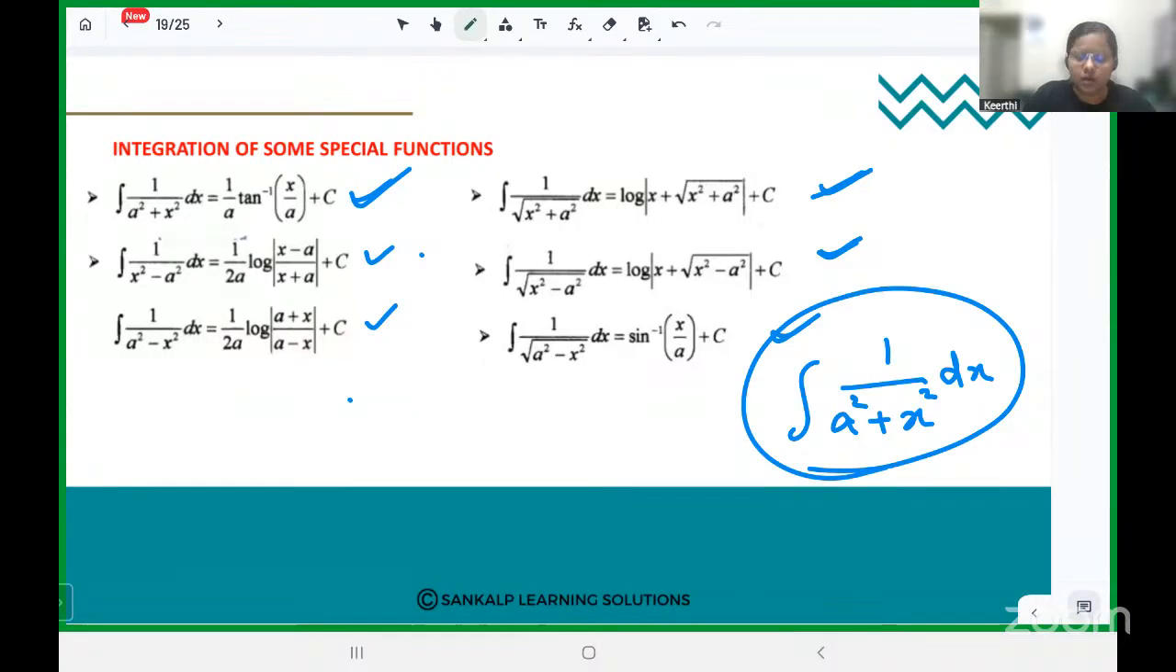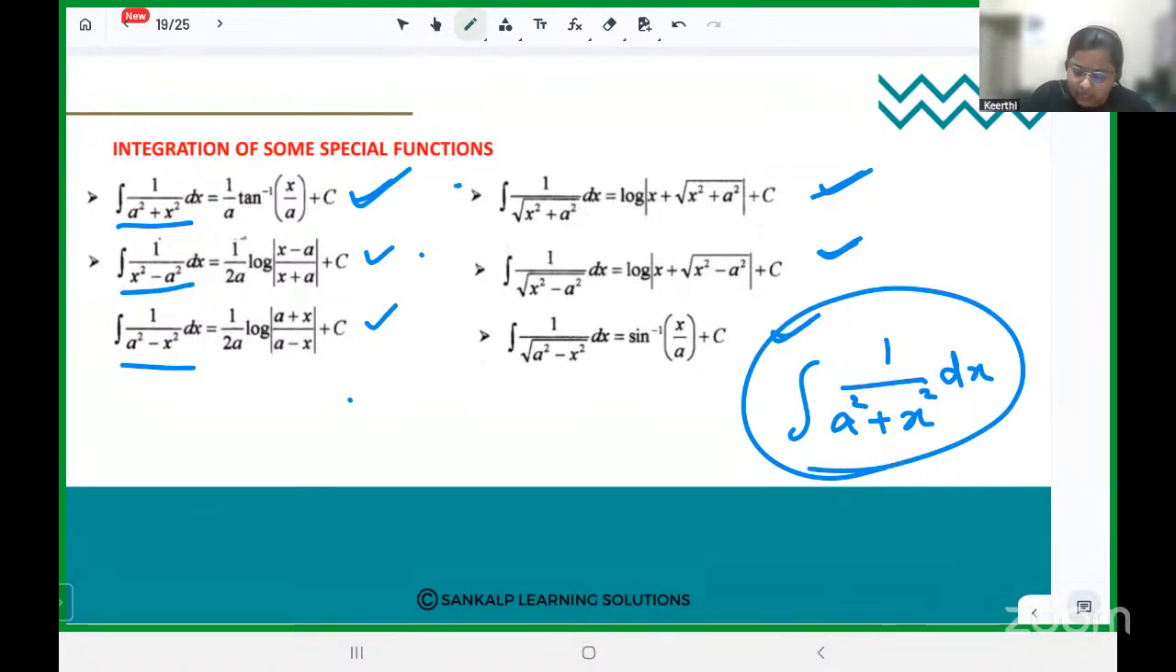All right. So the first one is 1 by a square plus x square, or you can think of it as 1 by x square plus a square. Both are the same, isn't it? And the second one is 1 by x square minus a square. And the third one is 1 by a square minus x square.